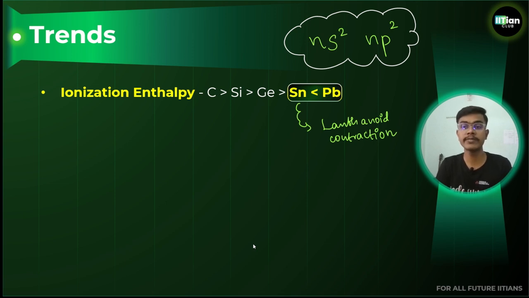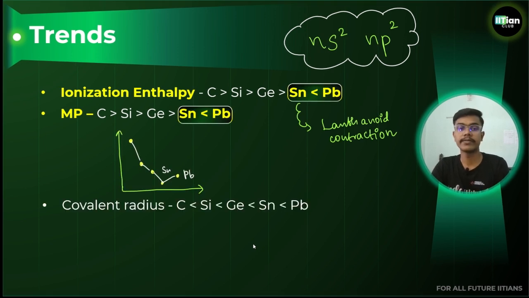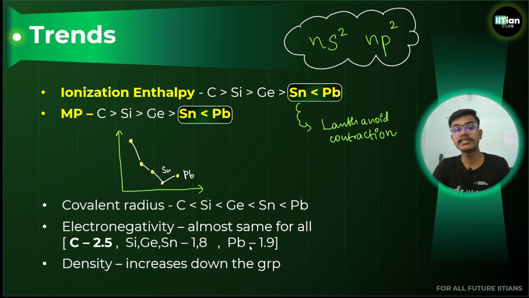This is because of the poor shielding of d and f block electrons, and this is called lanthanide contraction in this case. And melting point also, similar thing happens. It decreases down the group and there's a slight increase at the end from tin to lead. Next, we have covalent radius. This follows the general trend of increasing down the group. And electronegativity is almost the same for all. Carbon is 2.5, and for silicon, germanium, tin, it is 1.8, and lead is 1.9. Density also follows the same trend of increasing down the group.